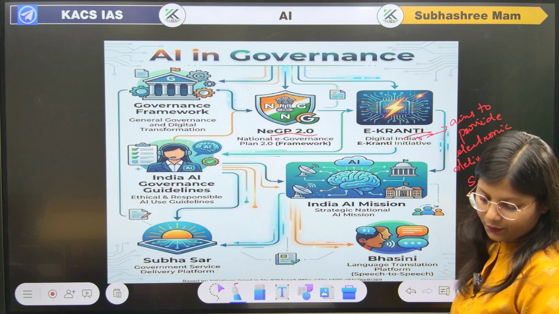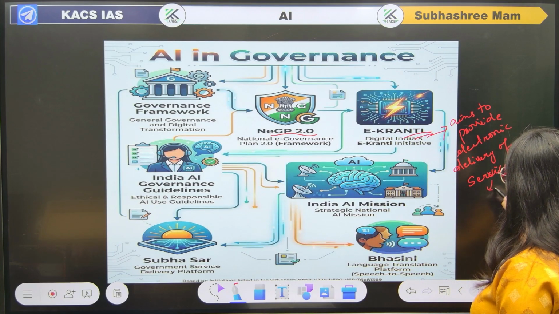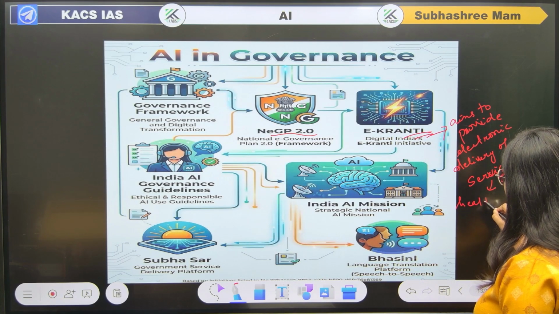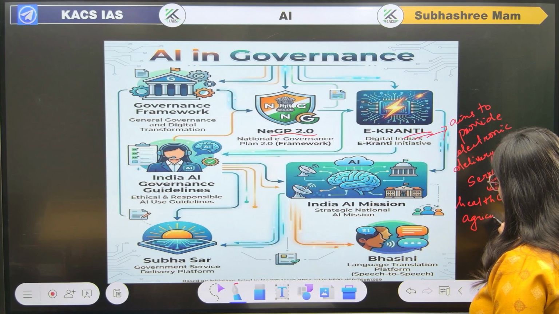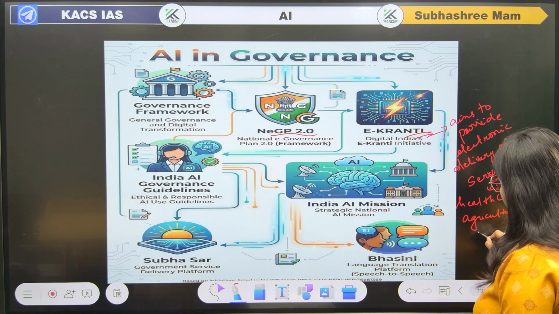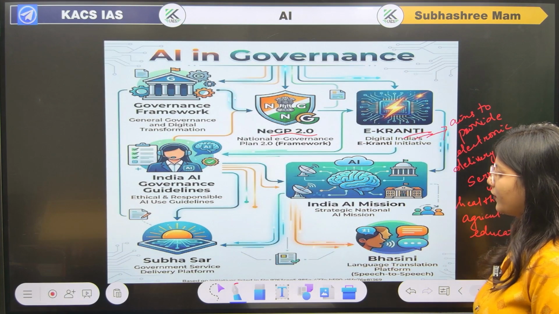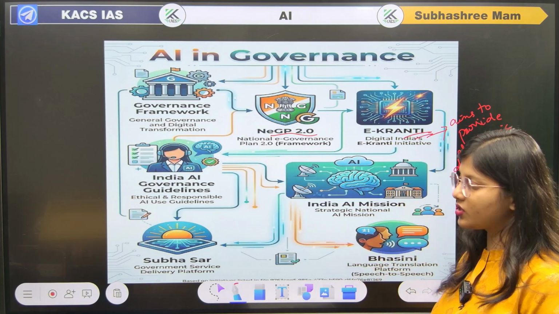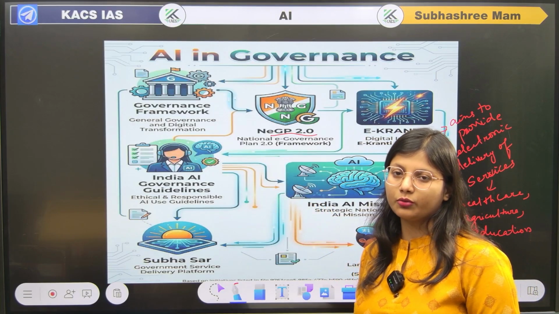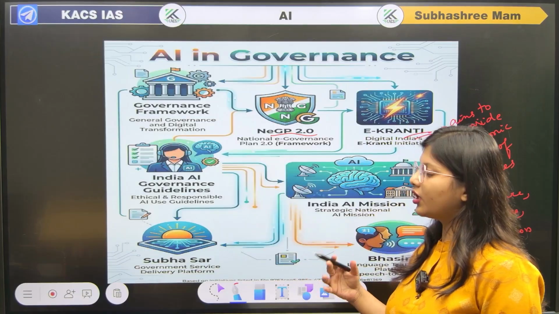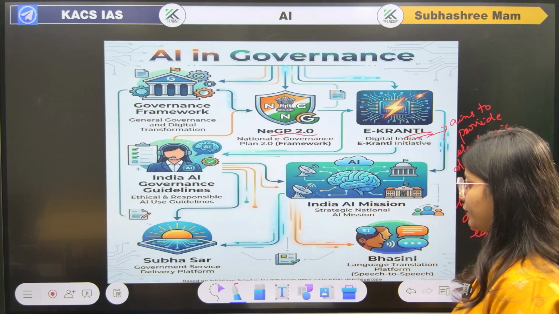Okay, what services, in what sectors? Services of healthcare, agriculture, education, or all the service sector also. And the India AI Mission, what we have discussed earlier. Then India AI governance guidelines have also been provided by the government, so that the governance can be done in an ethical and responsible way.